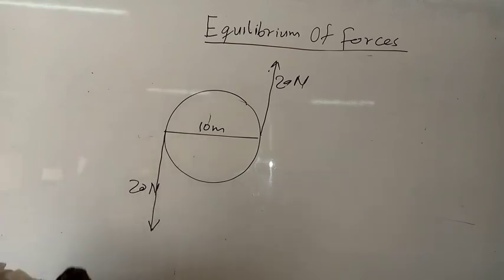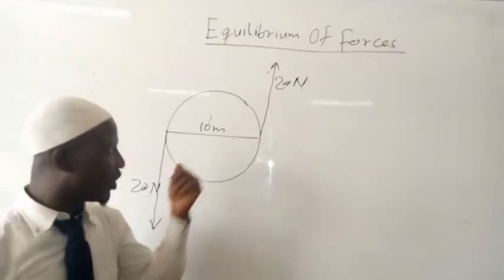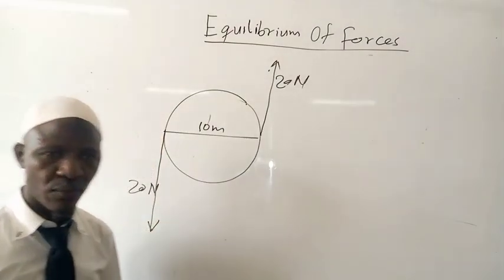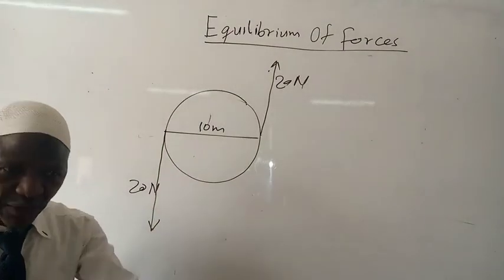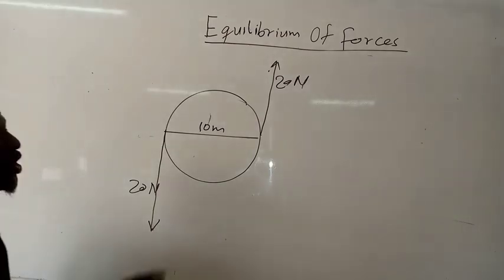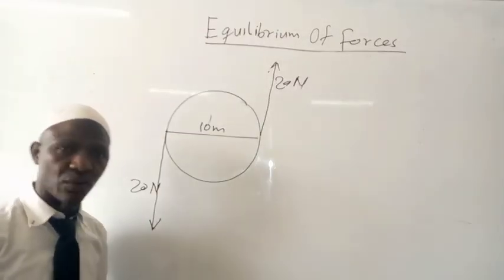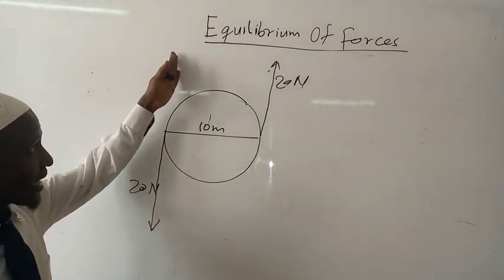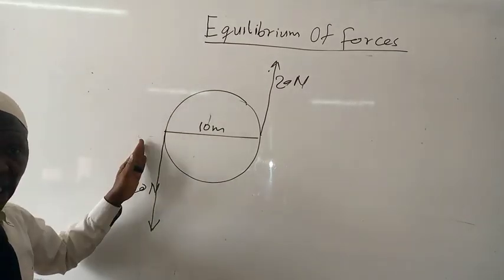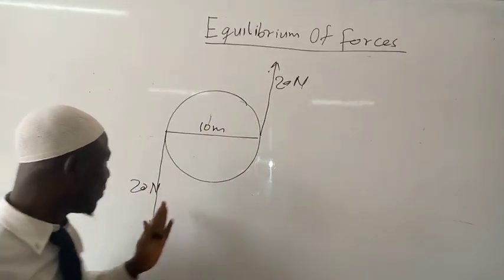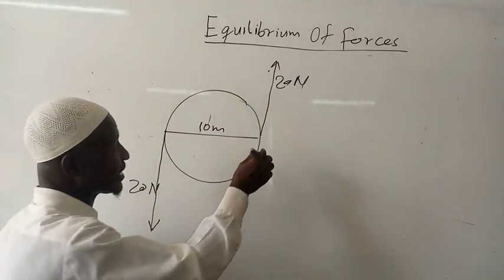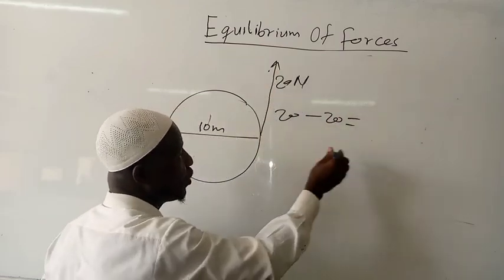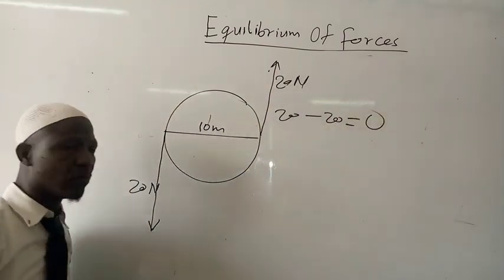Then I want you to take note of something under this couple. They may ask you to find the resultant of a couple and the moment of a couple. The resultant of a couple is always equal to 0, because for forces acting in opposite directions, you are going to subtract. If one is positive, the other one will be negative. So in that case, this one will be 20 minus 20. The resultant of a couple is always equal to 0.